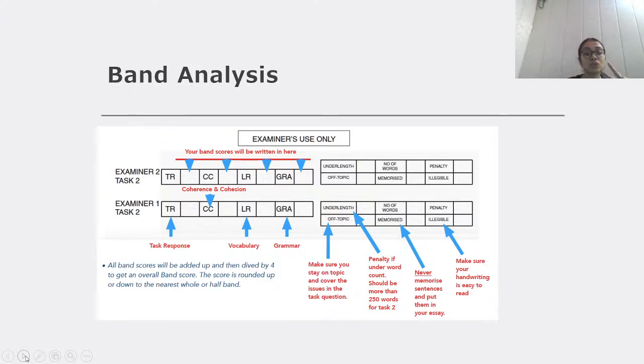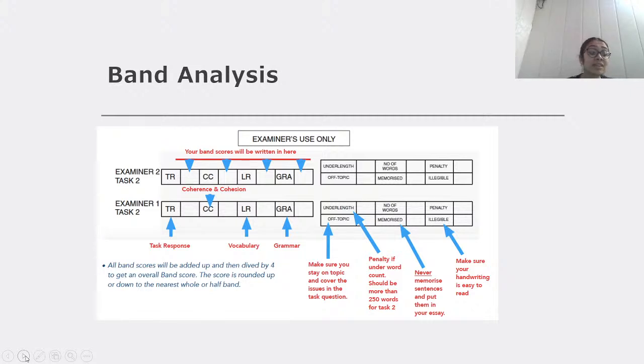So in writing, we have two tasks. Task 1 is for 150 words, and Task 2 is for 250 words. Now what you can right away see on the screen is the band analysis of your IELTS writing. You have to understand what this table really means. It is not merely a table; it has great relevance.